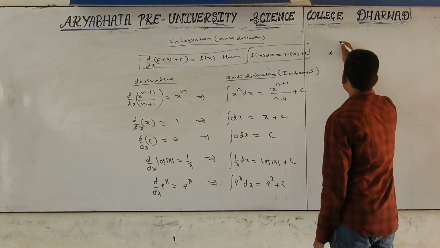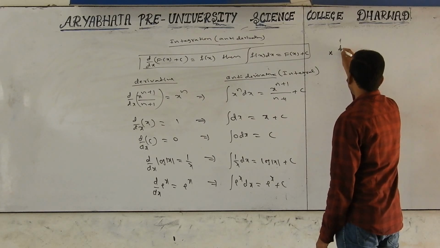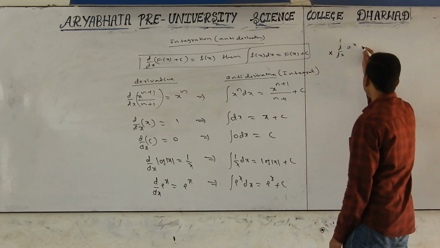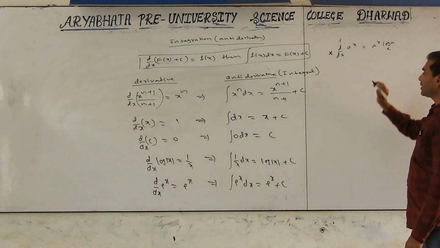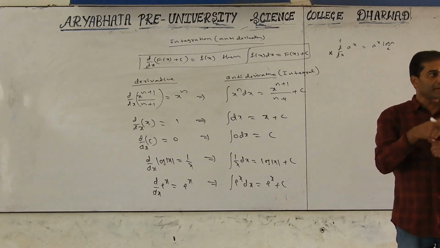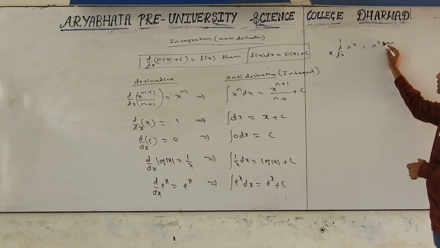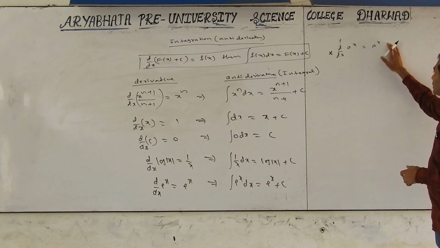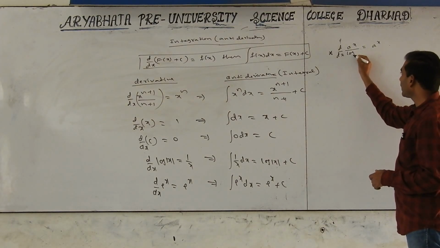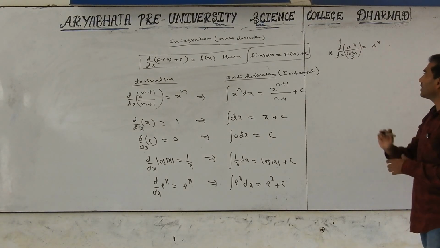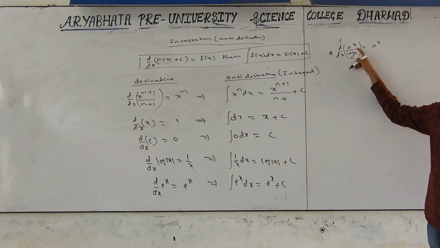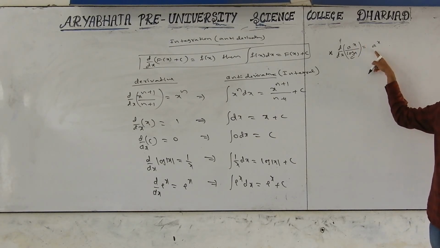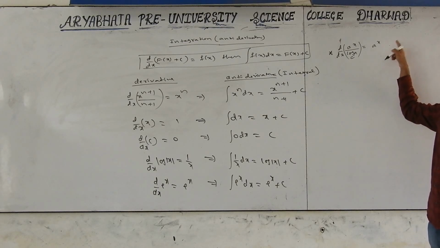Next, d by dx of a raised to x equal to a raised to x into log a base e. To get the standard formula for the antiderivative of a raised to x, you have to cancel this. So to cancel this, transpose it to this side, 1 by log a base e. See, this is a constant, 1 by log a base e. The differentiation of a raised to x, a raised to x into log a base e, gets cancelled, equal to a power x. So we want this, not a raised to x into log a.